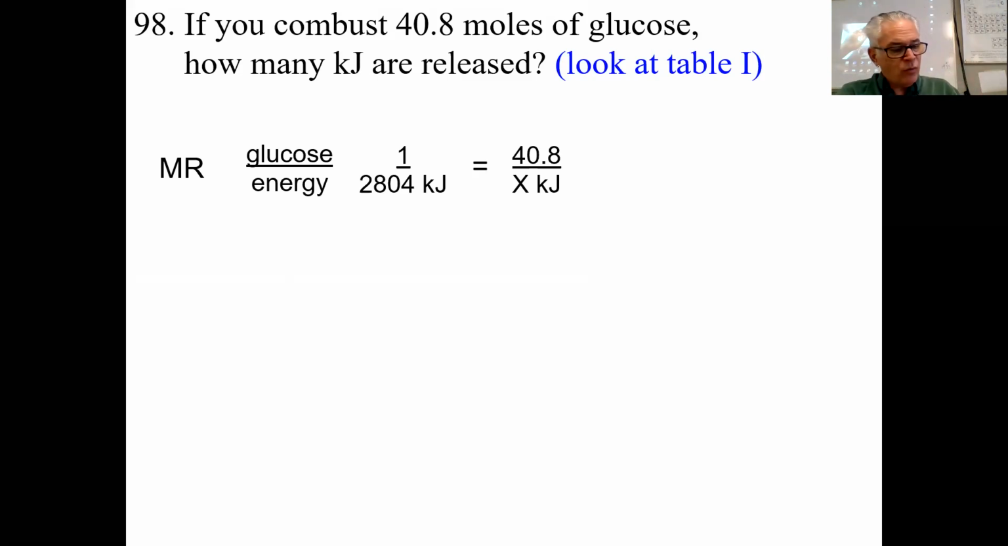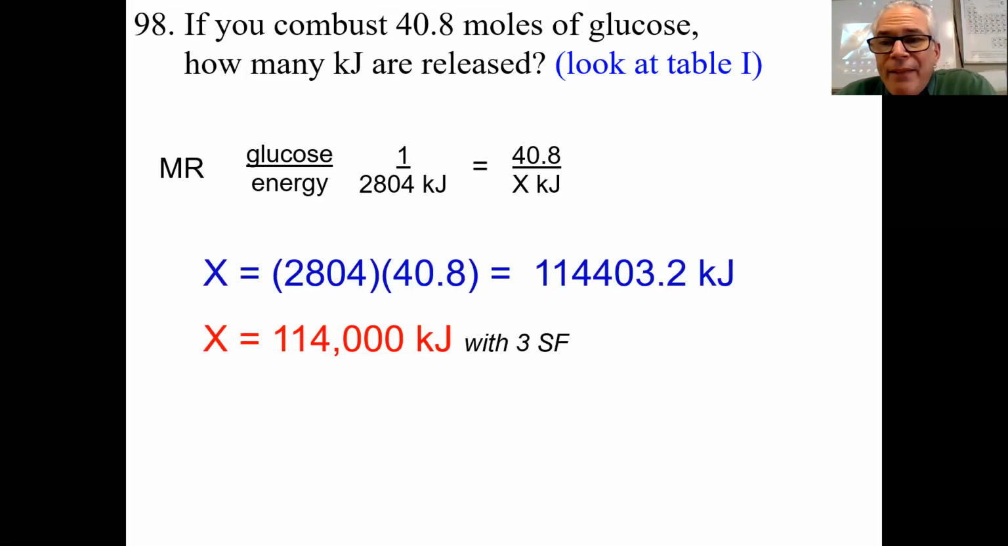Now, how did I know it's 1? Well, look. There's only 1 mole of glucose. 1 C6H12O6, 6 oxygens, makes 6 carbon dioxide, 6 waters, and the exothermic energy is 2,804 kilojoules. If we burn 40.8 of these moles, it's going to be in proportion. 1 is to 2,804 as 40.8 is to x. Cross multiply. And the answer comes out like this.